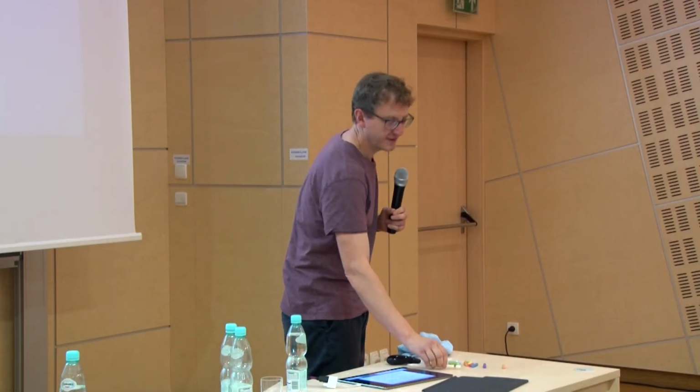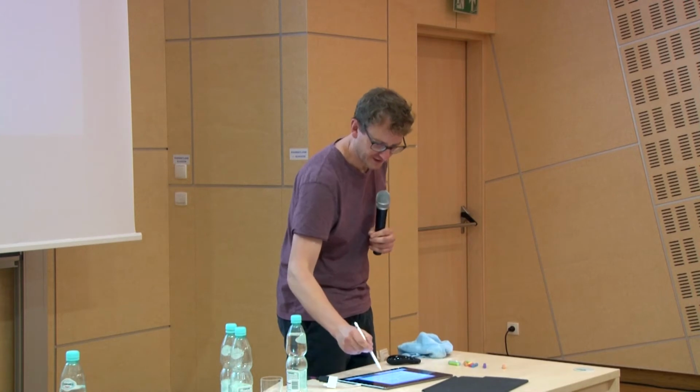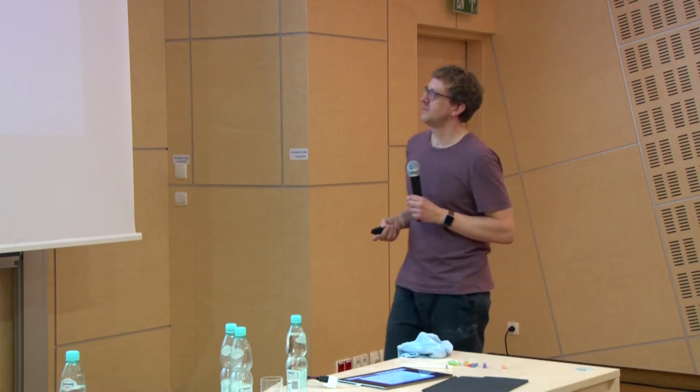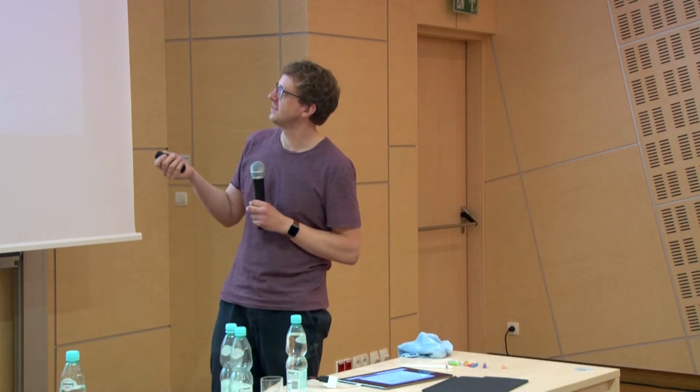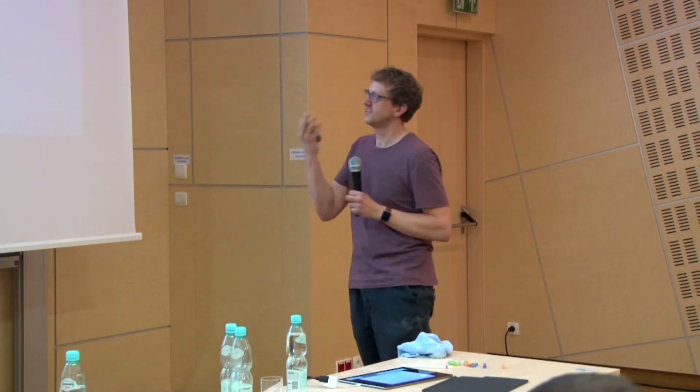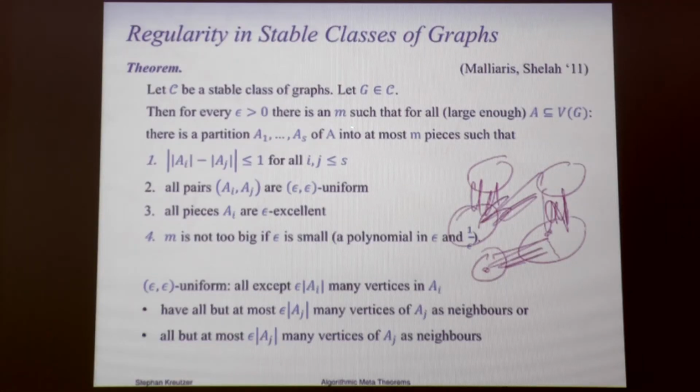Within two classes, let's call these things classes, basically what you're saying is two different vertices here will relate to one here in exactly the same way. This would be perfect. It's not exactly true, but it's almost true. There's a general theorem called the regularity theorem, and this is just an extension to stable graphs.